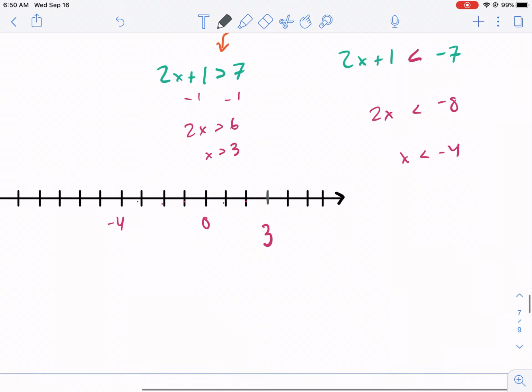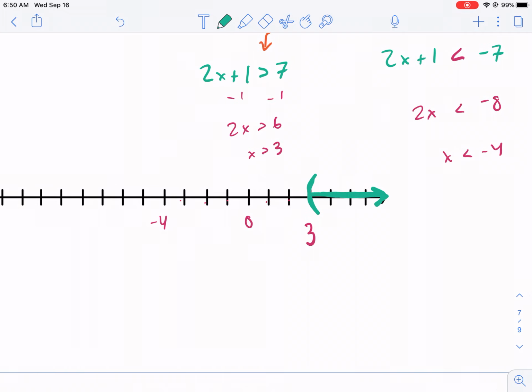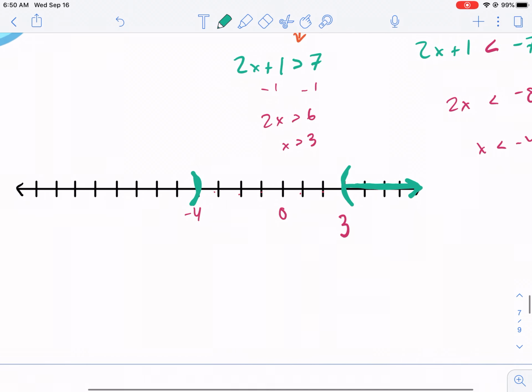All right, so x is greater than 3. Let's graph this. We need to not include it, so we're not using a bracket, we're using a parenthesis. We're talking about the values bigger than 3. It's going to look like that. X is less than -4. We have the parenthesis because we don't want to include it. And we're going this way.